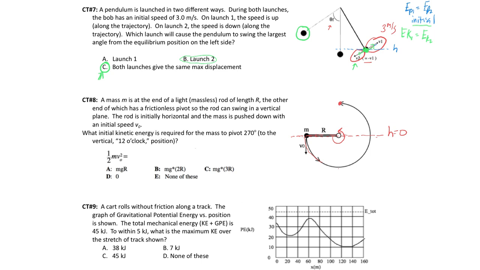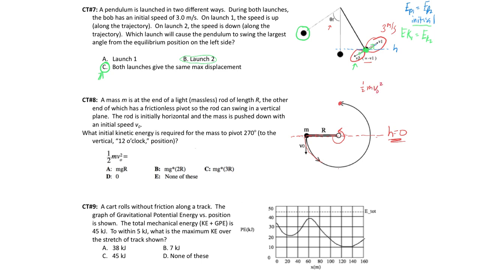And so I'm going to define this as my height 0, which means in the beginning there is no height. There is only the kinetic energy. So in the beginning we would only have 1/2 m v initial squared. And that's what we start with.